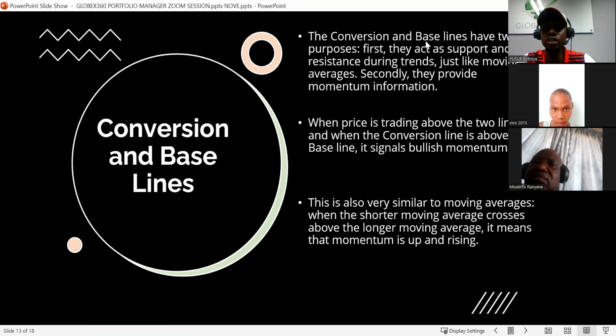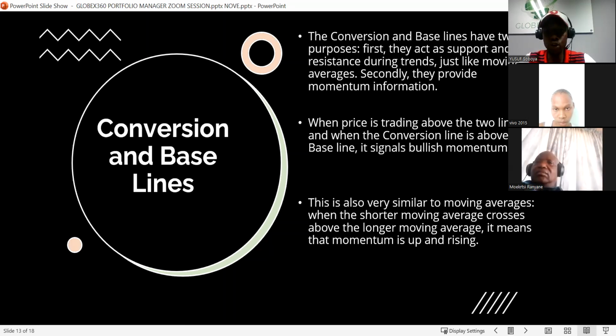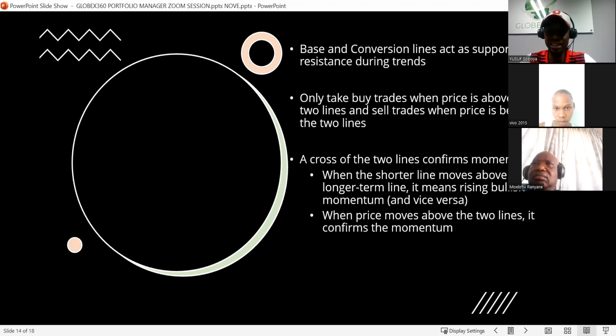The conversion line and the baseline act as support and resistance during the trend, just like a moving average. Secondly, they provide momentum information. They can tell you that there will be much more volatility when the price is trading above the 2 lines, and when the conversion line is above the baseline, it is a bullish momentum. This is also very similar to moving averages. When the shorter moving average crosses above the longer moving average, it means that the momentum is upward and rising.